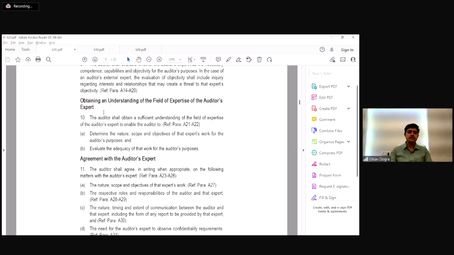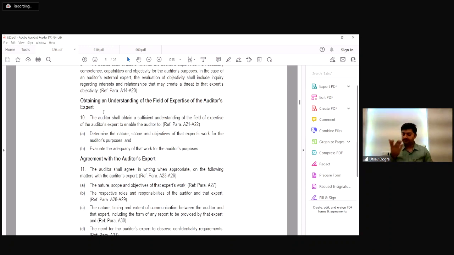It is very obvious that if we know about their understanding and their field, the auditor can also help them out in determining the nature, scope, and objectives of the work that needs to be done, so that the work is done only in the direction in which it can be used by the auditor in framing his opinion, and evaluate the adequacy of the work. We need to evaluate what kind of work has been done.